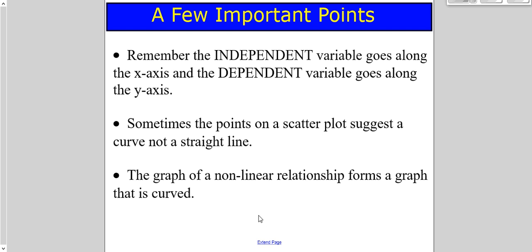Okay, so a few important things to remember. An independent variable always goes along your x-axis, and for us, as we talk about different situations, time is always independent. So if you're ever looking at time, hours, minutes, seconds, that's always going to be on your x-axis, and then your dependent variable will go along your y-axis. If you have a bunch of points and they suggest a curve, then it's nonlinear. And any graph that ends up with a curve is considered to be nonlinear. And that's about it.